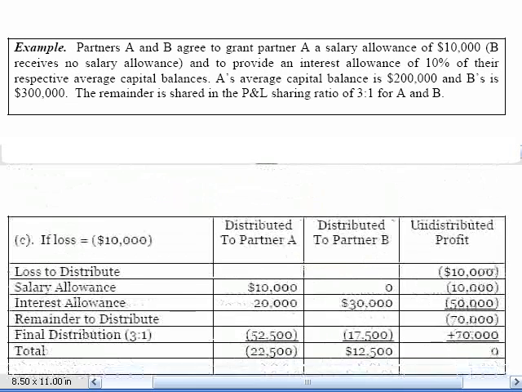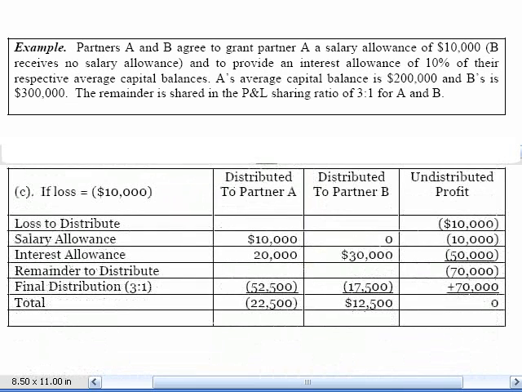Let's look at the third example that's given in the module, and in this case we didn't have profit at all, we had a loss. How is a loss distributed among the partners? Well, the answer is in exactly the same way that profits are. We begin by giving the salary allowance to partner A, and then we allow for interest on the average capital balances, which means we've again distributed $60,000. But we began with a net loss of $10,000, so now our remainder is a negative $70,000.